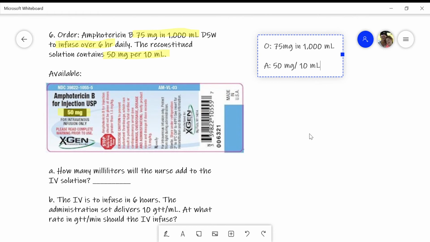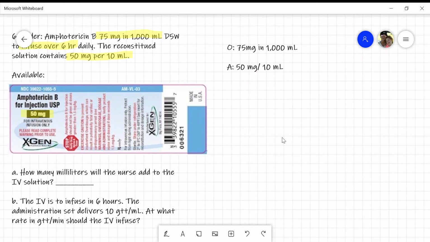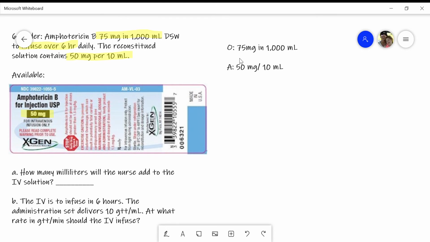Okay, let's see. It's just asking a couple different things on here. I'm trying to make sure I'm on the right part of my notes. So to figure this out, we'll do it both ways.